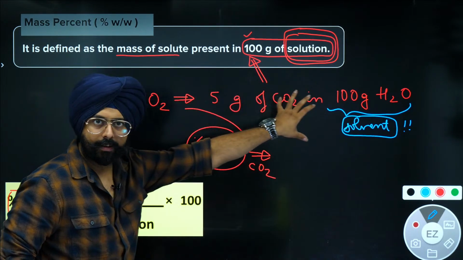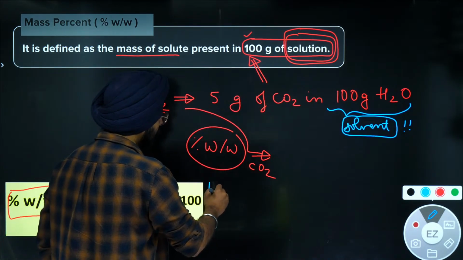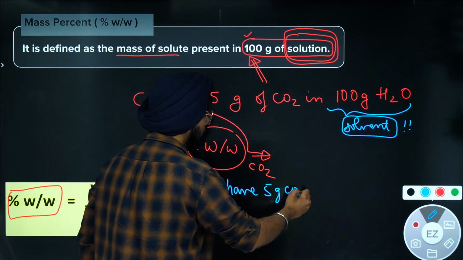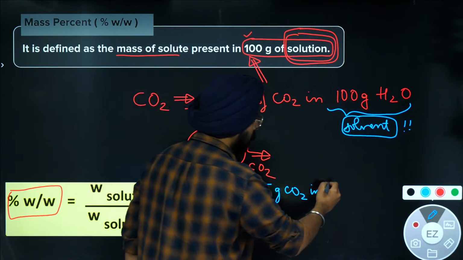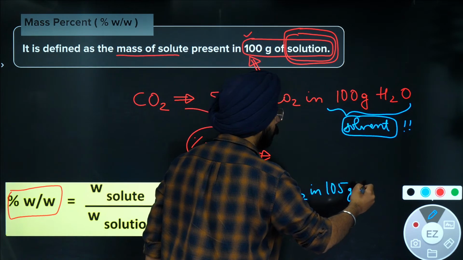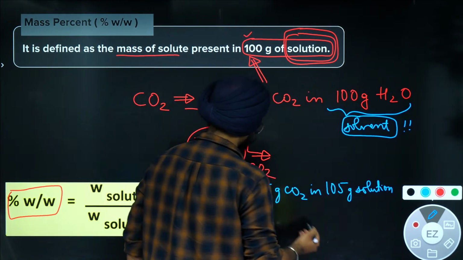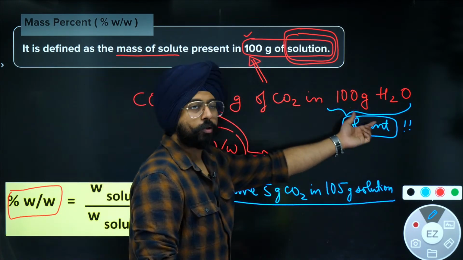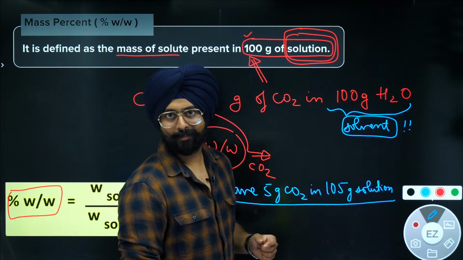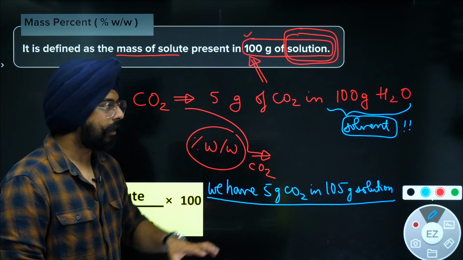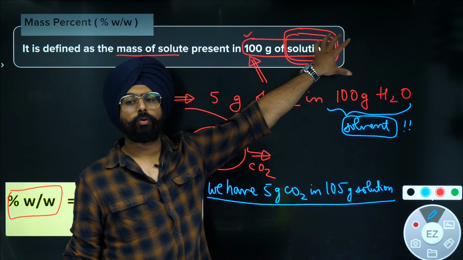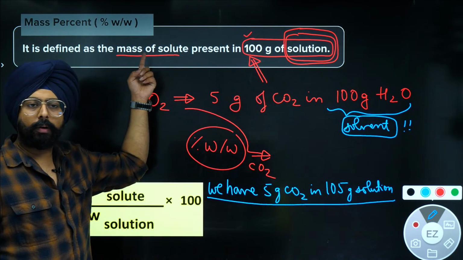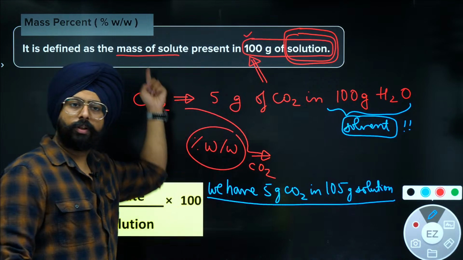If I have to rewrite this statement, I can write that we have 5 grams of CO2 in 105 grams of solution. Do you realize this? Solute plus solvent equals solution. Always keep in your mind that the definition says 100 grams of solution. So now we have to convert this statement into this statement. So how will we do that?